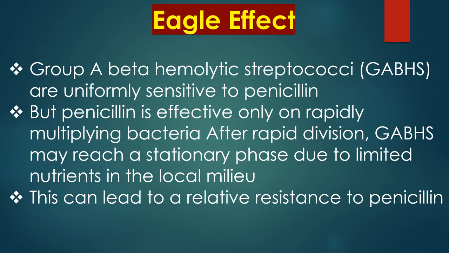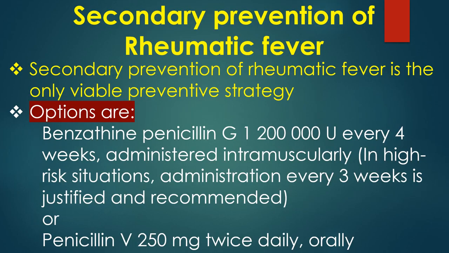Group A beta hemolytic streptococci are uniformly sensitive to penicillin, but penicillin is effective only on rapidly multiplying bacteria. After rapid division, group A beta hemolytic streptococci may reach a stationary phase due to limited nutrients in the local milieu. This can lead to a relative resistance to penicillin. Secondary prevention of rheumatic fever is the only viable preventive strategy.